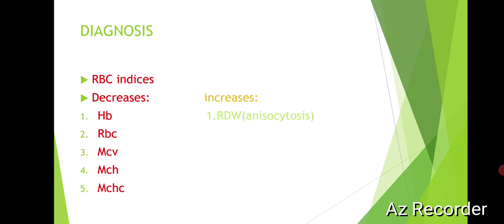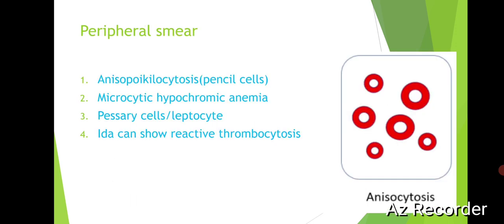Diagnosis of iron deficiency anemia is done by the following lab reports: RBC indices. In RBC indices, there is a decrease of hemoglobin, RBC, MCV, MCH, and MCHC, and there is an increase in red cell distribution width, or anisocytosis. In peripheral smear, anisopoikilocytosis or pencil cells are seen. Microcytic hypochromic anemia, pessary cells or leptocytes, and iron deficiency anemia can show reactive thrombocytosis.